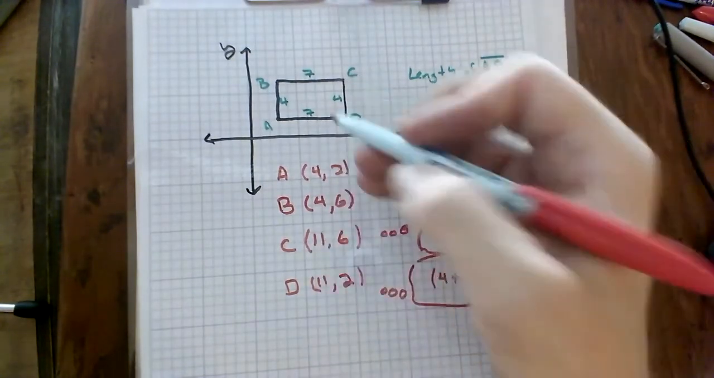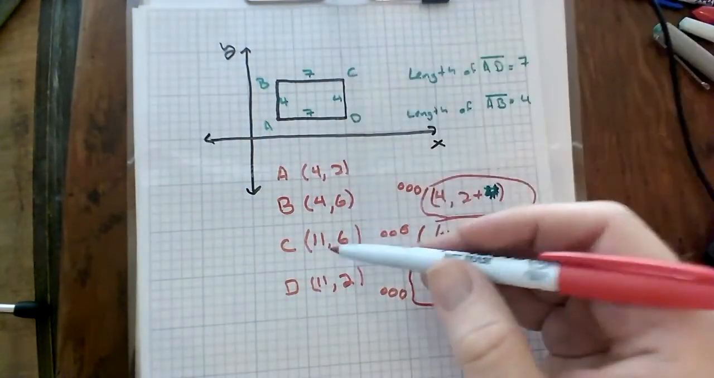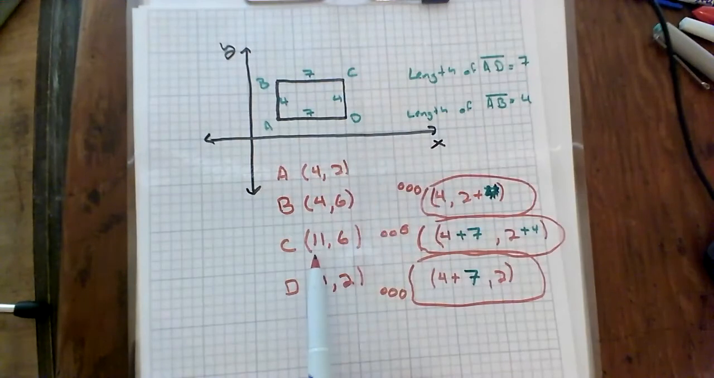So that's how I can find the values of that place. This C point is moving. I'm increasing both the x and the y. So I've added 7 to my x and 4 to the y.